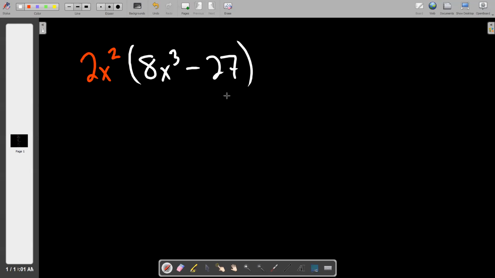It is a difference of cubes, so I immediately kick over into short set, long set mode. So A is 2x and B is, yeah.